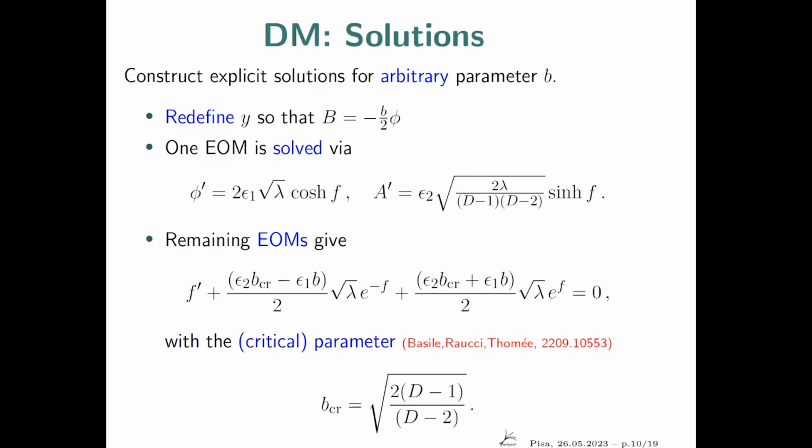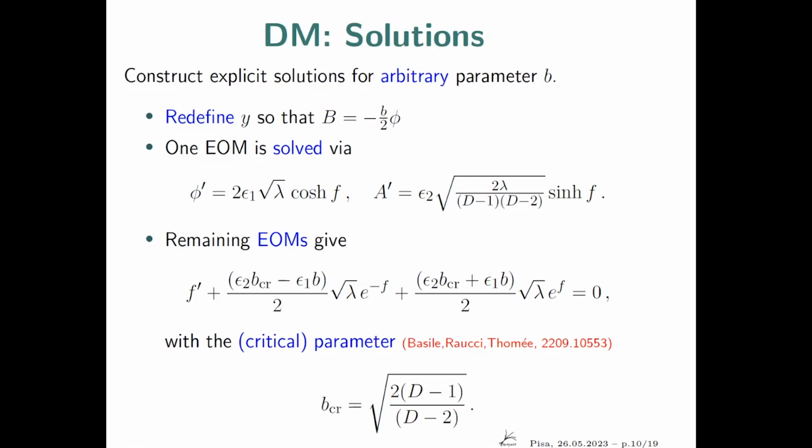Then the third equation of motion takes the following form, where I have also introduced the parameter b critical. You find that this comes out, and it has the value shown below. It is given in terms of the number of dimensions d by the following quotient, a quotient that often appears, by the way, in all these swampland discussions.